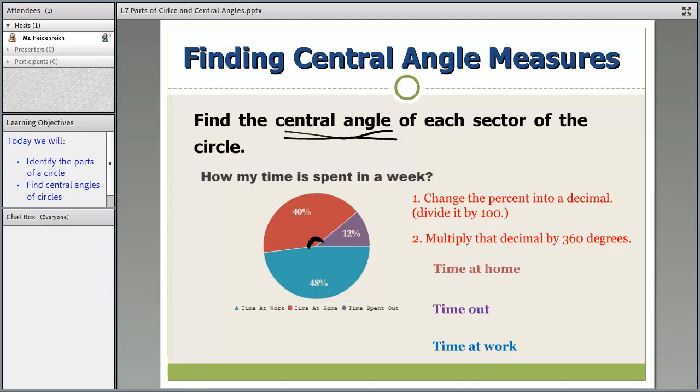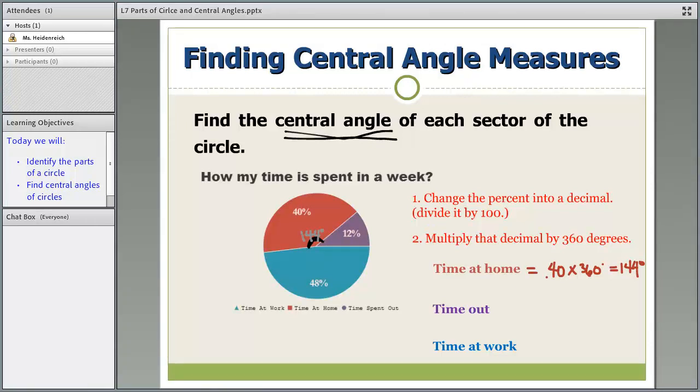For time at home, okay, we're going to do that one in red. So we know that time at home is 40%, and we've got to change that 40% to a decimal. So we're going to do 0.40, and then we're going to multiply it by our 360 degrees, because that's the total amount of degrees in the entire circle. And if I do that, you might want to get out a calculator and double check my work, but I think it will become 144 degrees. So this angle right here is 144 degrees.